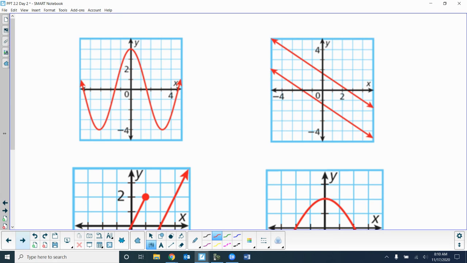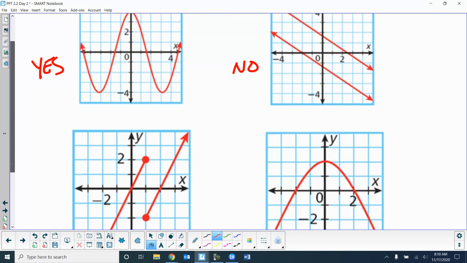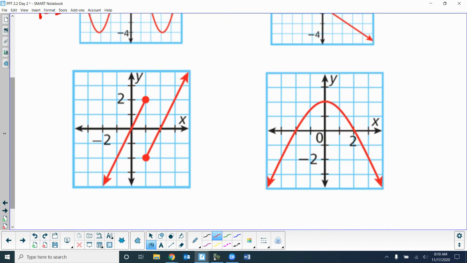Yes. Is this a function? No, right? Is this a function? No. If I drew a vertical line there, I hit it in 2 spots, right? Now, what if one of those was a circle? Then it would be, right? Because the circle means we're not including that spot. So this was a no.